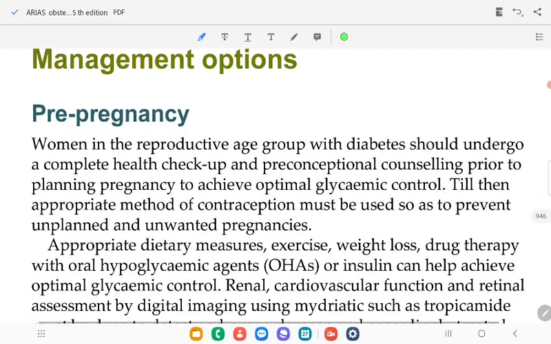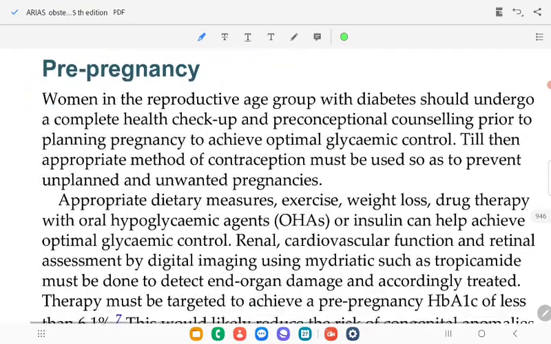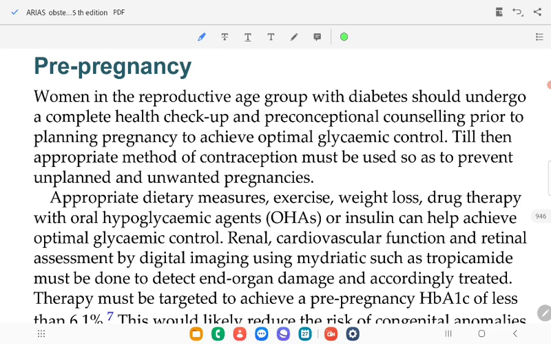Management options pre-pregnancy. Women in the reproductive age group with diabetes should undergo a complete health checkup and pre-conceptual counseling prior to planning of the pregnancy, to achieve optimal glycemic control.